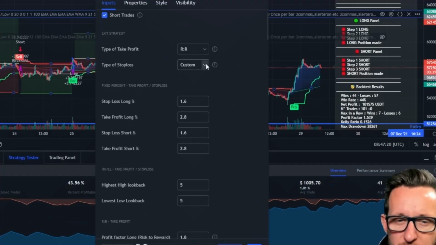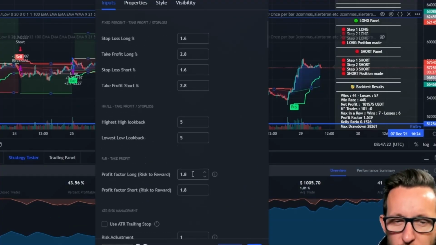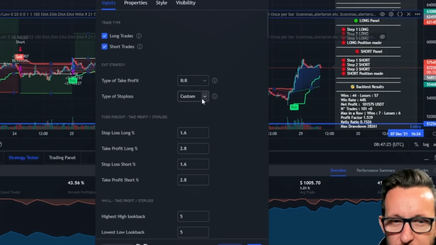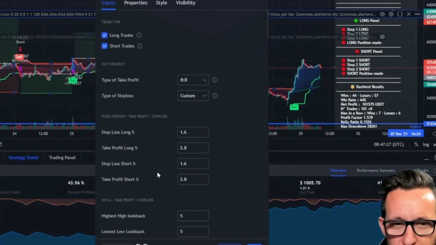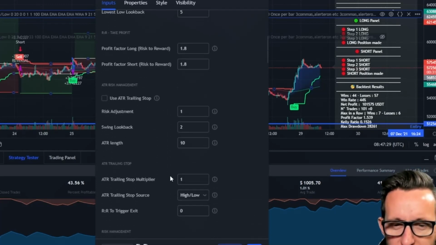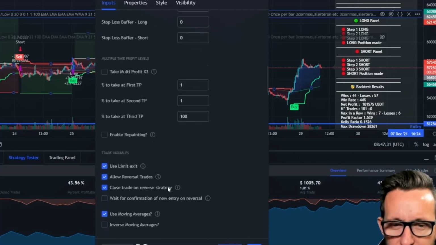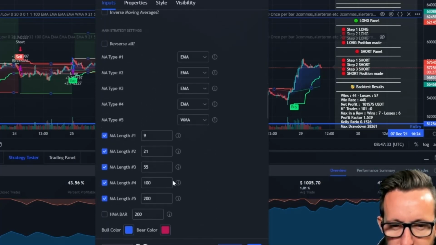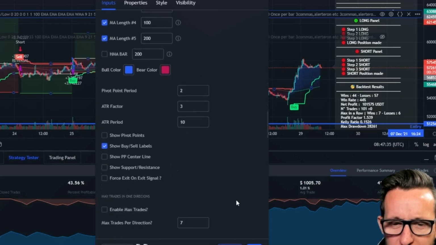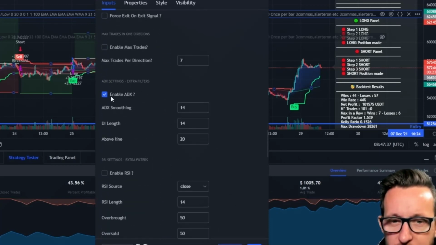Okay, so the risk to reward I've actually taken down to 1.8, using the same stop loss but 1.8. I've then also added a couple of indicators for confluence. We've stayed on the 200 EMA, and if you go down, I've added the ADX above the line of 20.